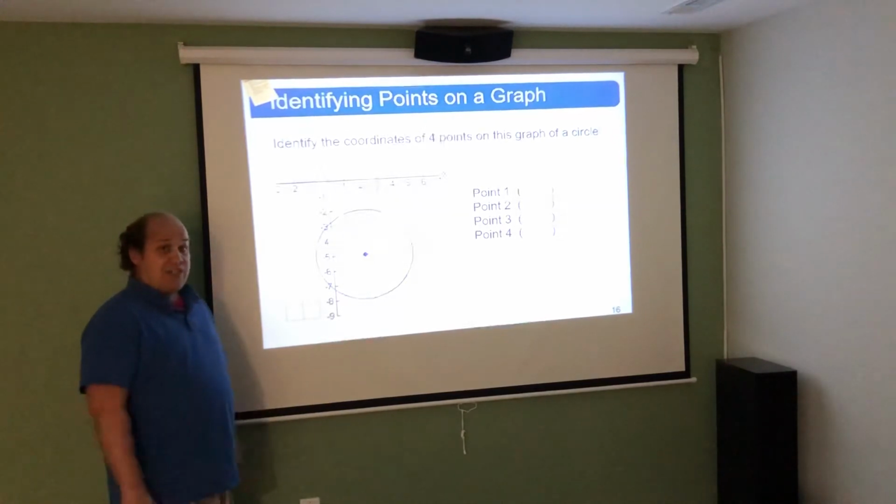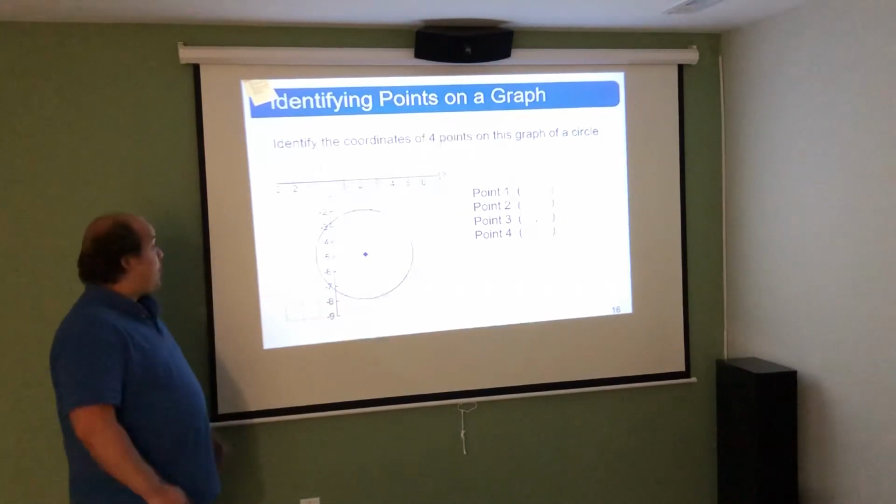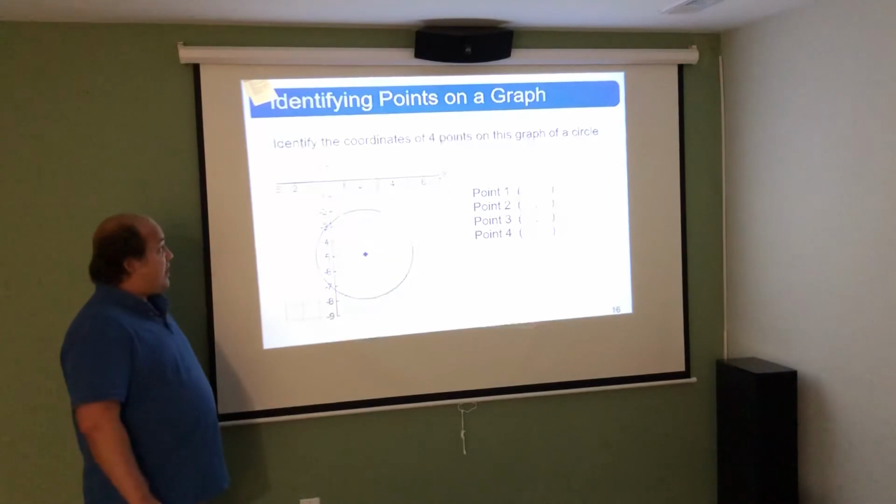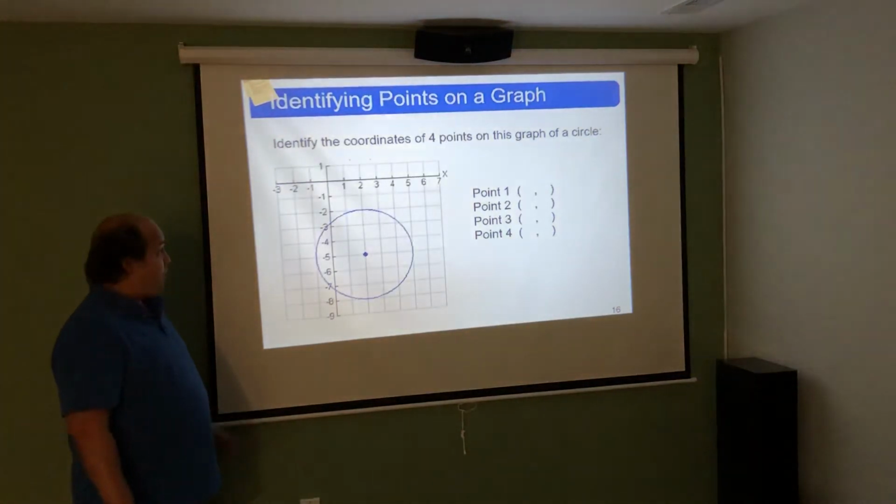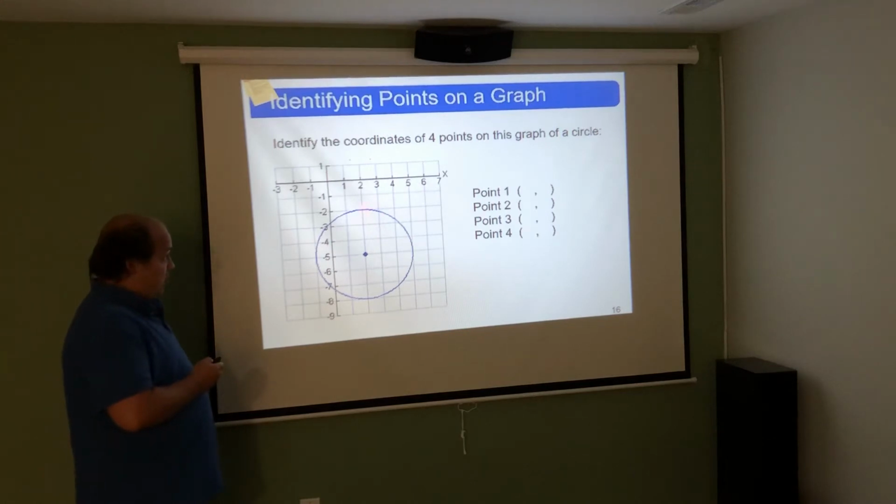You're going to get questions like this in the homework that show you a picture and ask you to identify points based on this picture. So the 4 points that I'm going to identify are this one at the top of the circle. To get to that point, I would go starting at the origin, right 2, so it would have a positive 2 as the first coordinate, down 2, so it would have a negative 2 as the second coordinate.